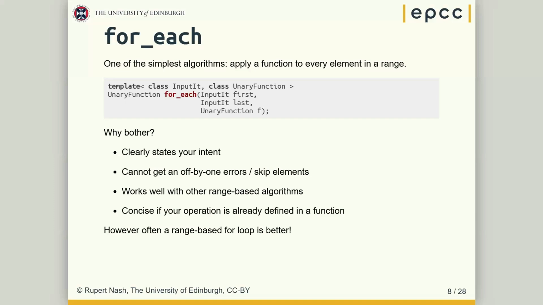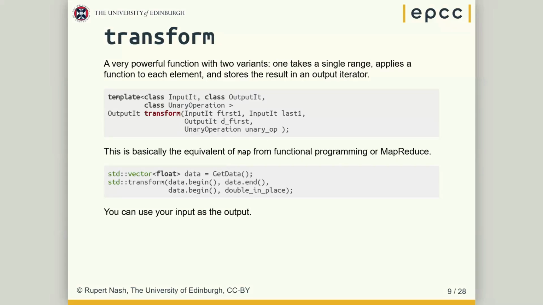I could have some weird offset logic, which meant that I was striding in there, that would make it not very clear. This removes the chance you might have an off by one error because we're using iterators and we're going to check on the last, so we can never skip elements unintentionally. This works very well with other range-based algorithms. It's very concise if your function is already defined somewhere else. That said, you may prefer a range-based for loop in this particular case.